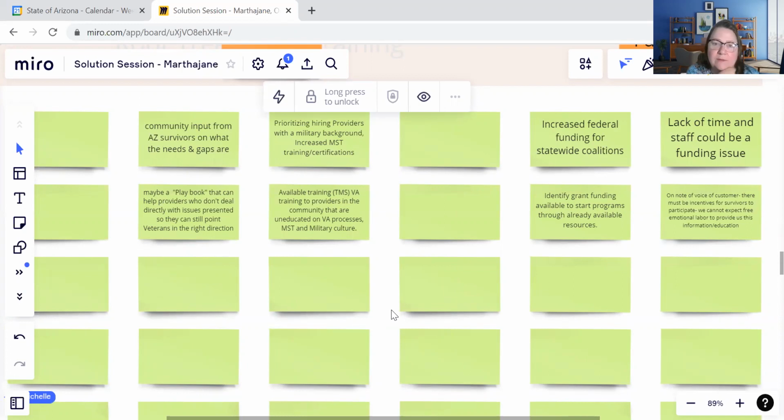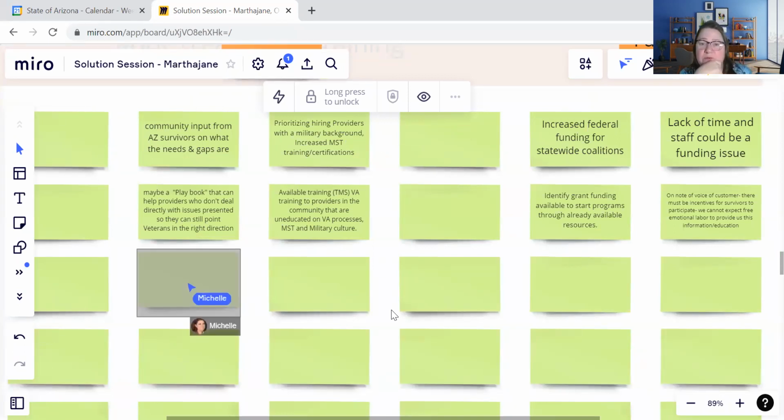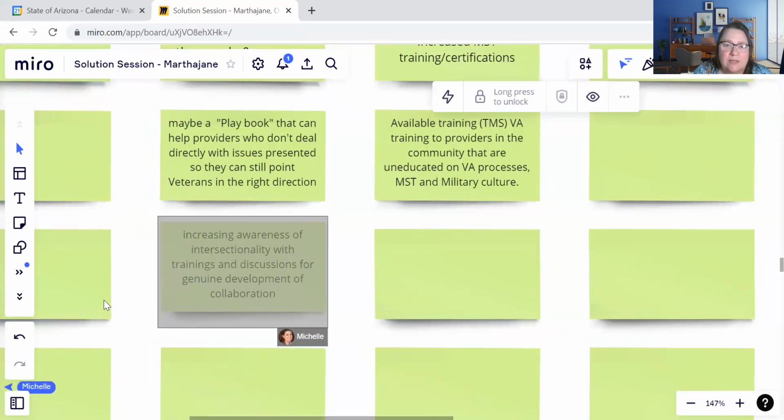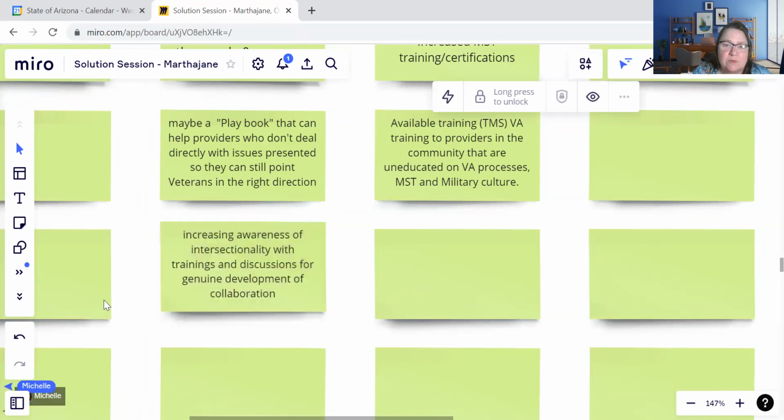Available training. VA training to providers in the community that are uneducated to VA processes. Sure, that's a really good idea. The opposite, right? Educate the civilian providers about their veteran needs. Increasing awareness of intersectionality with trainings and discussions for genuine development of collaboration. Awesome.